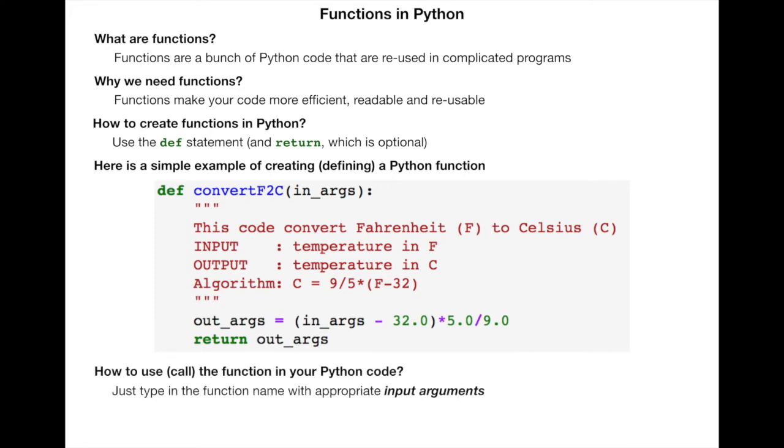Right, so how to call the function in your Python? Once this function is defined and I want to reuse it, I just type in the function name with appropriate input arguments. For example, I want to convert 100 degrees Fahrenheit to Celsius. What I do in Python is type in convert_f_to_c, parentheses, 100. If you do that, 100 is going to pass into this function, go through this calculation and give you the output, which is going to be 37.8 degrees, which is basically 100 degrees in Fahrenheit.